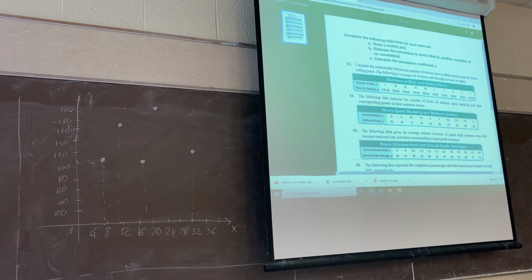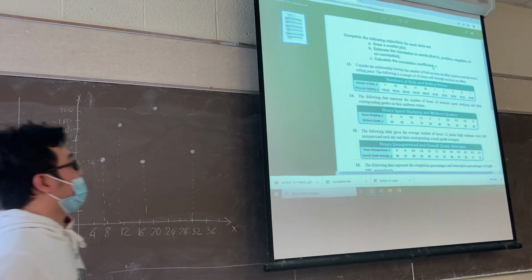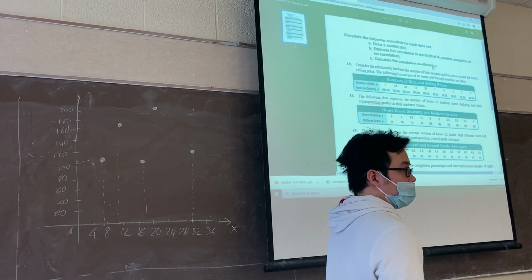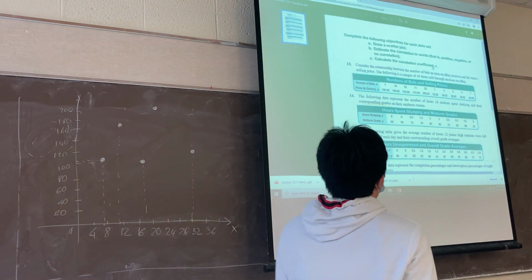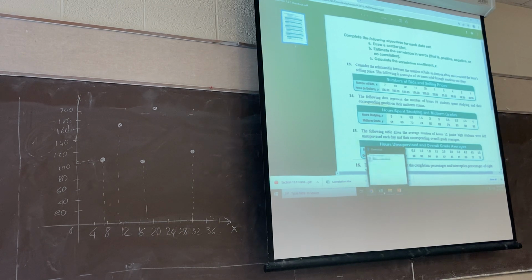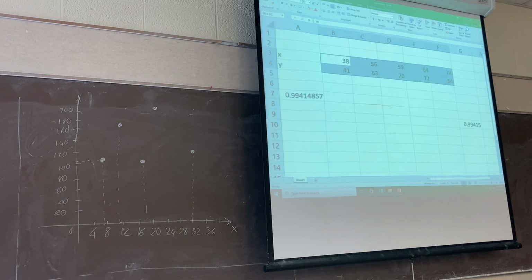And the second one, we estimate the correlation as positive, negative, or no correlation. Could you tell me which it is? It's no correlation, right? And the final one is calculating the correlation coefficient. How to do this? Similarly, you will put everything into Excel. I will show you how to do this.